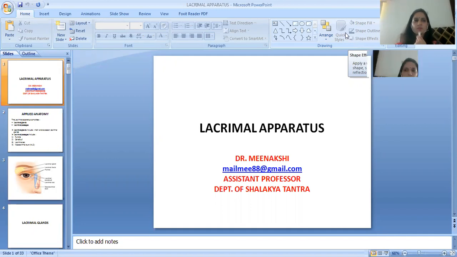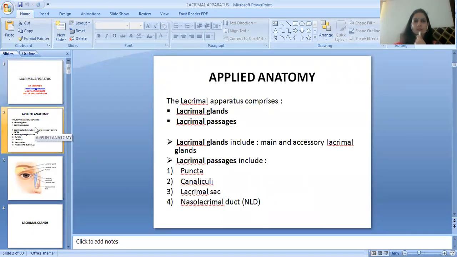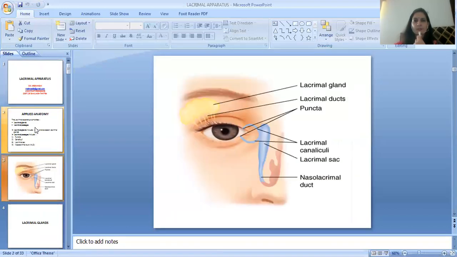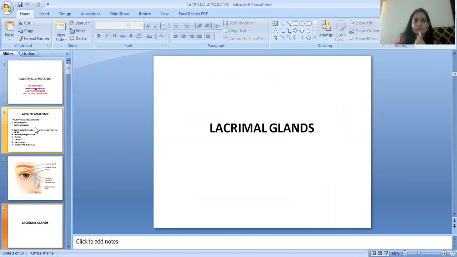First, we will discuss the applied anatomy. The lacrimal apparatus comprises lacrimal glands and lacrimal passages. Lacrimal glands include main and accessory lacrimal glands, and lacrimal passages include puncta, canaliculi, lacrimal sac, and nasolacrimal duct, in short, NLD. In this image, you can see the lacrimal glands and the lacrimal passages.